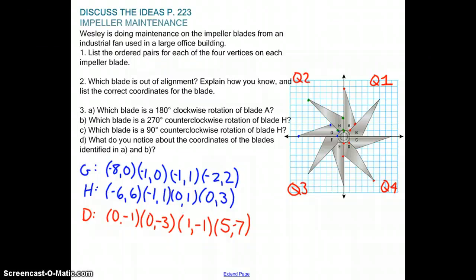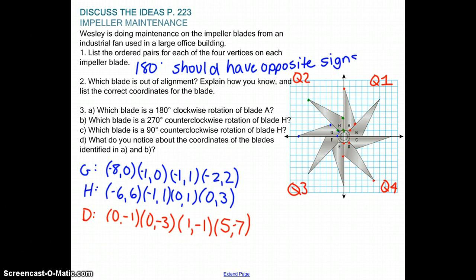Now note that this area here is called quadrant 1, quadrant 2, quadrant 3, and quadrant 4. Those are important to note as we continue in this chapter. What do you notice about impeller blades that are rotated 180 degrees from each other? So ones that are rotated 180 degrees should have opposite signs. So for example, if one is a -1 and a -1, the one that's 180 degrees from that should be 1 and +1.